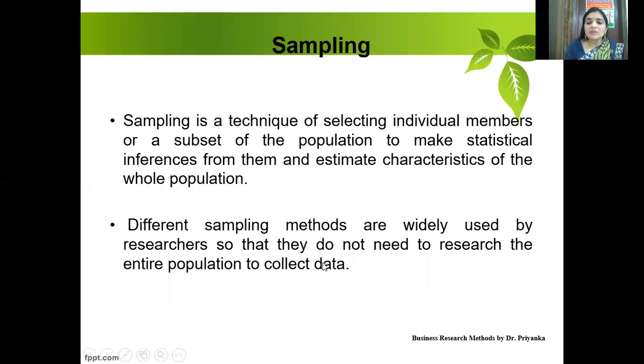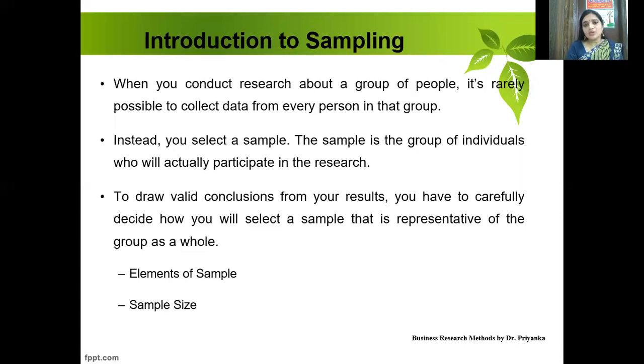Different sampling methods are widely used by researchers so that they do not need to research the entire population to collect data. It depends on what kind of sampling design should be used on the basis of the purpose of the study. What kind of purpose you have for your research study, on that basis we will decide what kind of sampling method we need to use. We will discuss them in detail in the next PPT, what the sampling methods are and where they are used as per the purpose. Now, when you conduct research about a group of people, it's really possible to collect data from every person in that group.